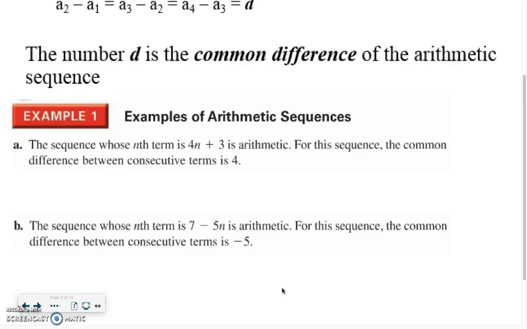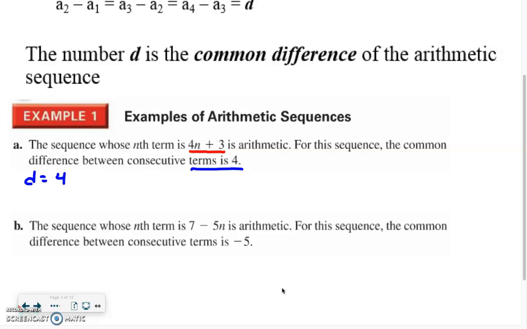So a couple of examples here. It says that here in example number 1, part A, the sequence whose nth term is 4n plus 3. So when they tell us the nth term, they're basically just giving us the definition. They're saying, yep, 4n plus 3. I guess as long as we know what n is equivalent to, we can plug it in and we can find whichever term we want, right? So it goes on to say that for this sequence, the common difference between consecutive terms is 4. So we know that d equals 4.